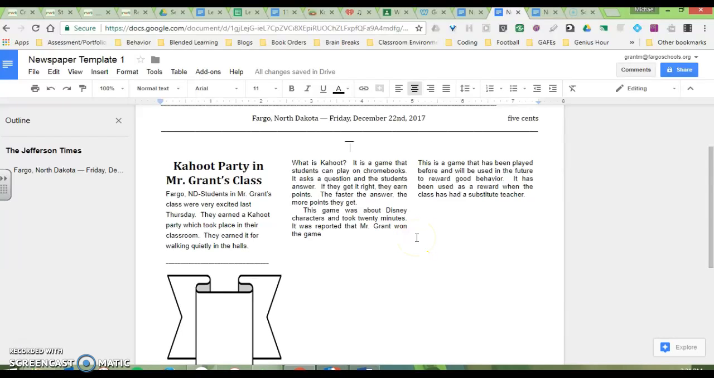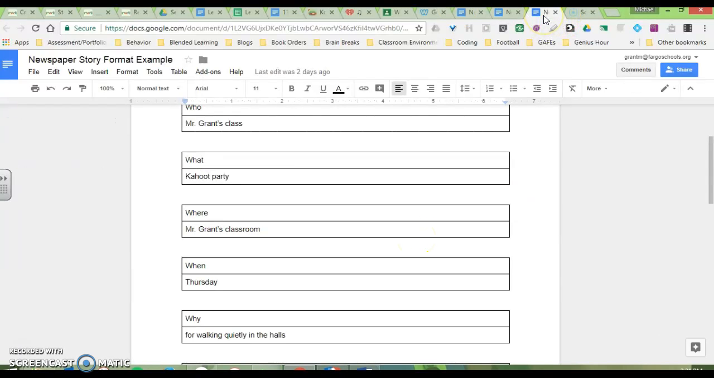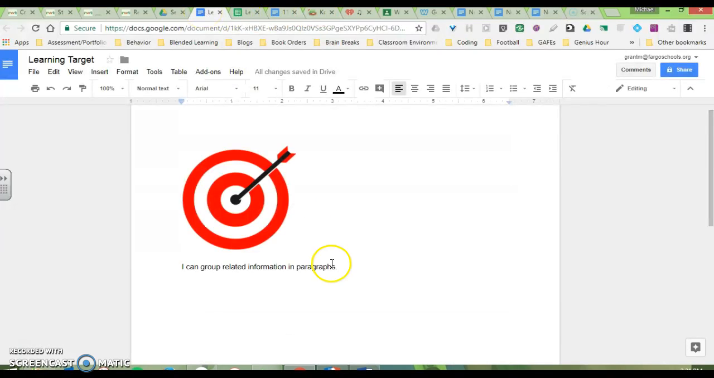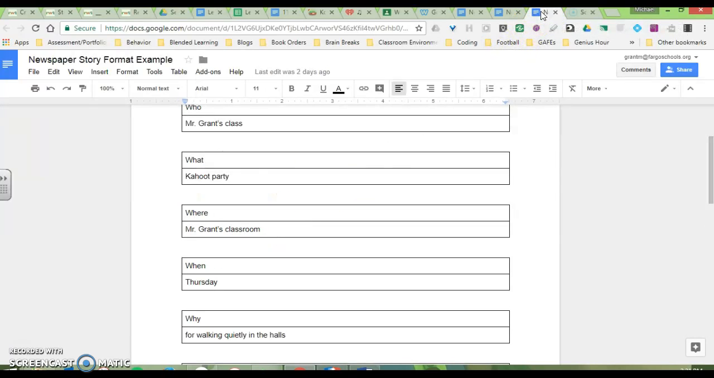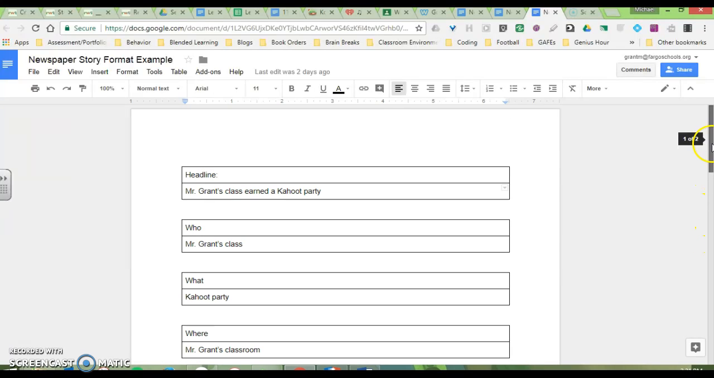Here we go, fourth graders. Your learning target for writing is: I can group related information in paragraphs. So what I'm going to show you is the newspaper story format example I've shown you the last couple days.